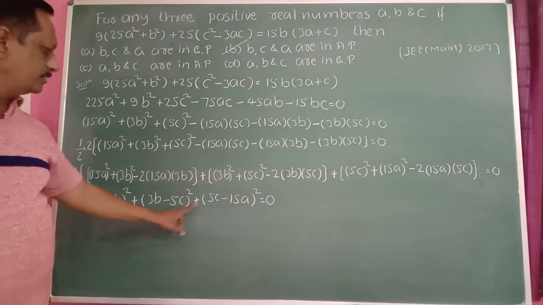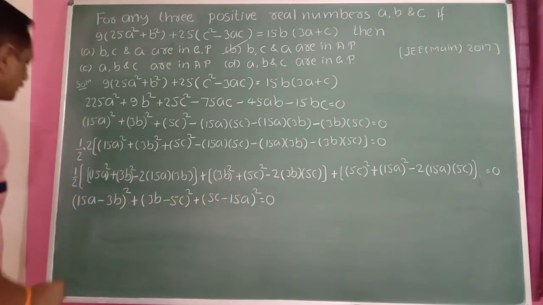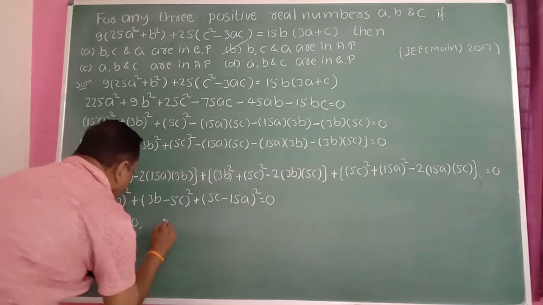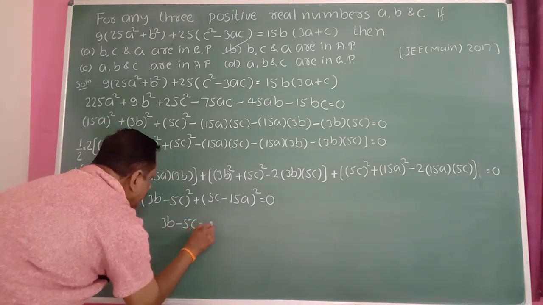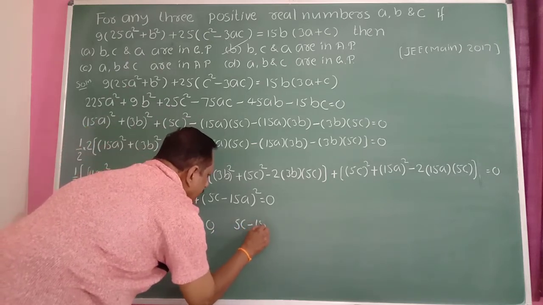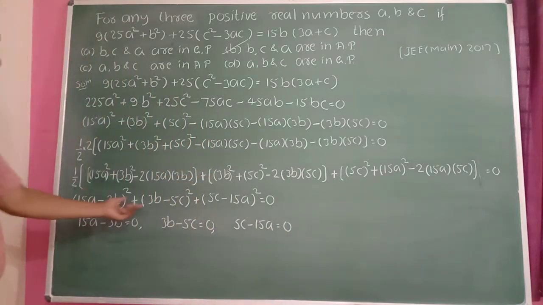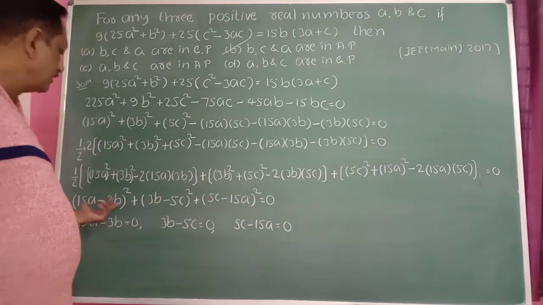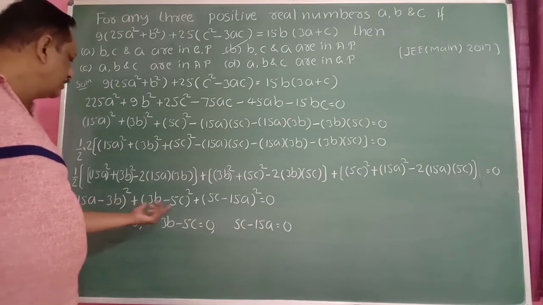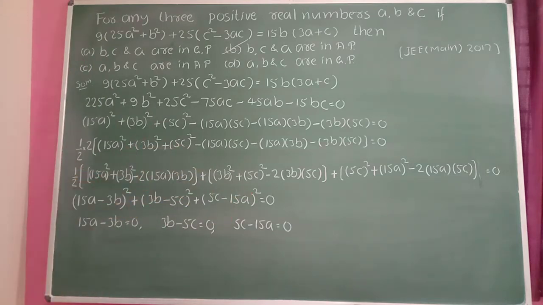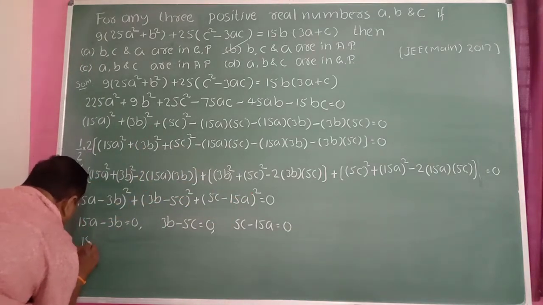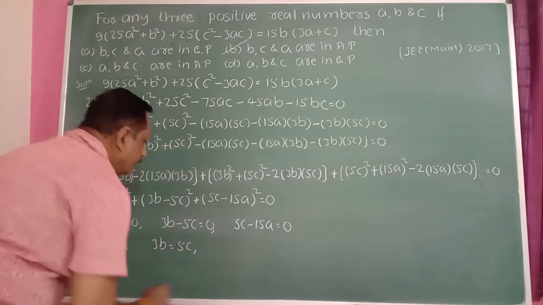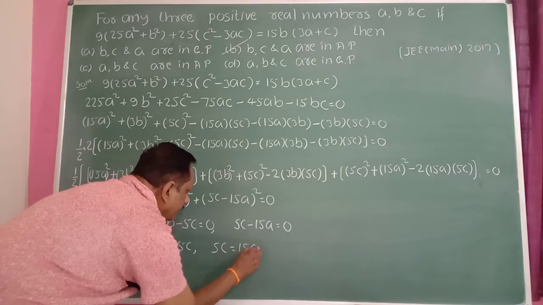Here the sum of these three terms is 0. It is possible only when 15a − 3b = 0, 3b − 5c = 0, and 5c − 15a = 0. Because each term is a square, it cannot be negative, so individually each is 0, then only the sum becomes 0. So 15a = 3b, 3b = 5c, 5c = 15a.